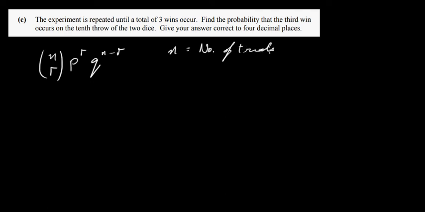Now, our formula that we're going to use here is n choose r, p to the power of r and q to the power of n minus r. I'll explain these letters in a minute. So what are these letters? Well, n here is the number of trials that we're going to carry out. And r is the number of successes that we want.